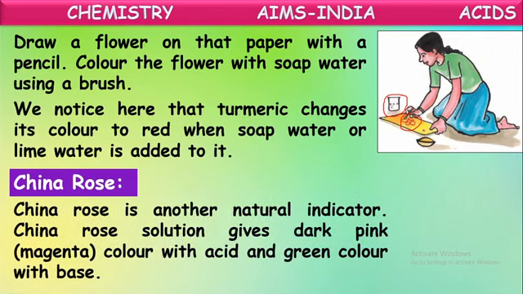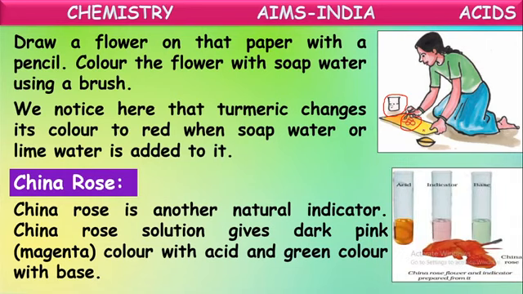Chain arrows solution gives a dark pink or magenta color with the acid and a green color with the base. Yes, it is chain arrows. It is also used as a natural indicator. Generally, chain arrows extract or solution will be light pink colored. When this is added to an acid, it turns into dark pink or magenta color. And when it is added to a base, its color changes to light green color.